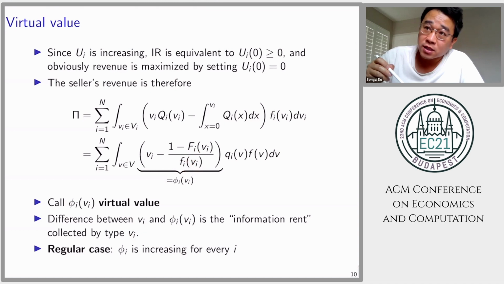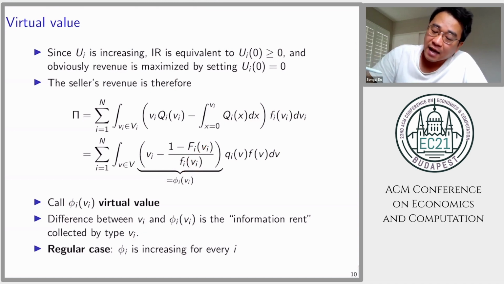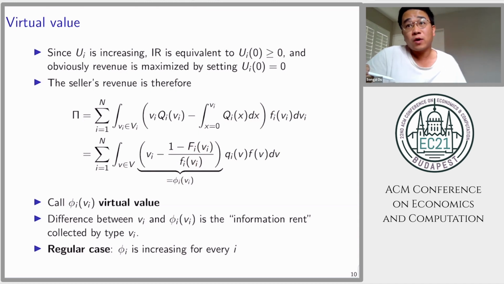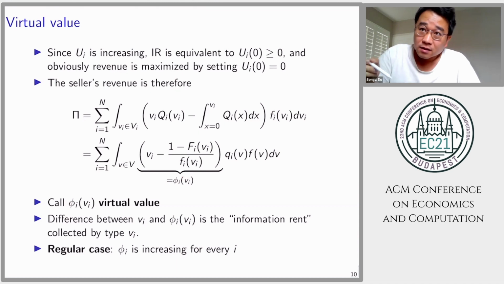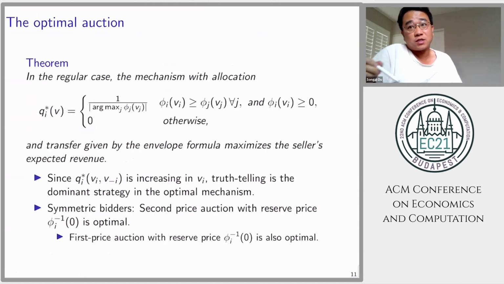Okay, so in general, this is positive except at the highest type, where, of course, the CDF at the highest type is equal to 1. So this inverse hazard rate becomes 0. Okay, so obviously, to maximize the equilibrium revenue here, suppose this virtual value is increasing in VI for every bidder I, then clearly we can just do pointwise optimization. We should allocate the good to the bidder with the highest virtual value as long as it is positive.